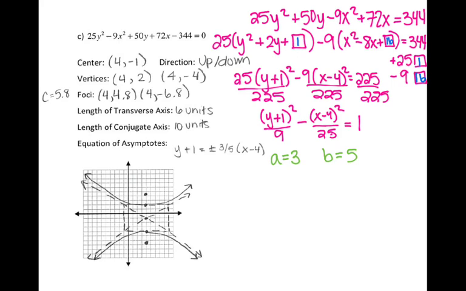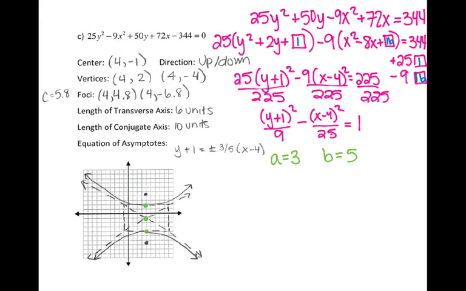So since my direction is up and down, I'm going to change the y coordinate of my center, and I'm going to add and subtract a to it to get each vertex. So negative 1 plus 3 is 2. Negative 1 minus 3 is negative 4. Alright, let's go ahead and start graphing. So I have 4, negative 1. And then my vertices, 4, 2, and 4, negative 4.